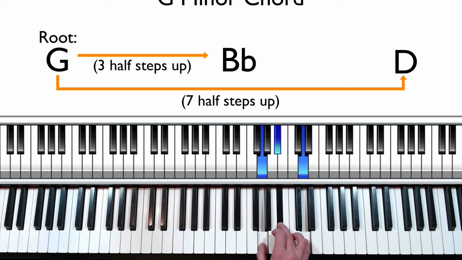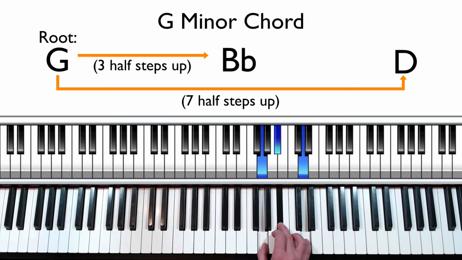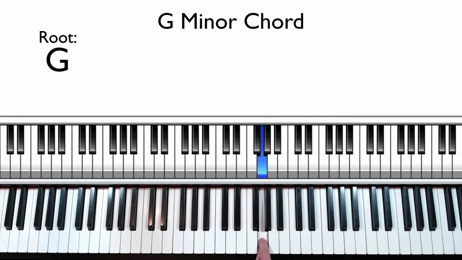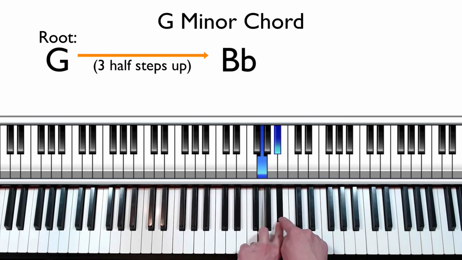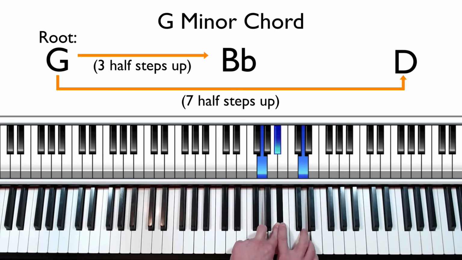Now we have G minor. That's the only difference. You take the note that is 4 half steps up and move it down a half step. So now here's G minor. Now to count that, what you would do is start with the root, and instead of counting 4 half steps, you count 3 half steps. 1, 2, 3, and then continue counting to 7 like with the major chord. 4, 5, 6, 7. Here's our G minor chord.